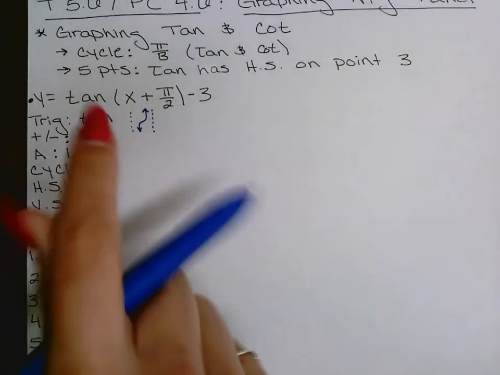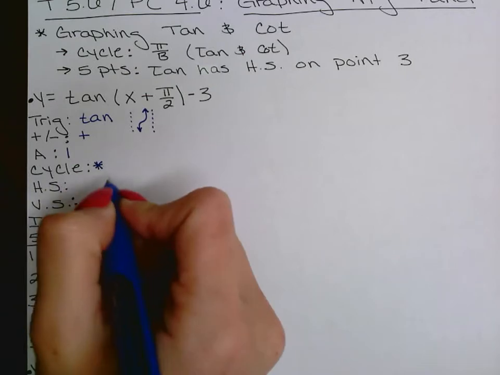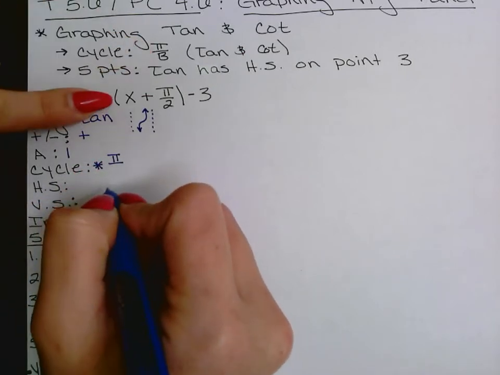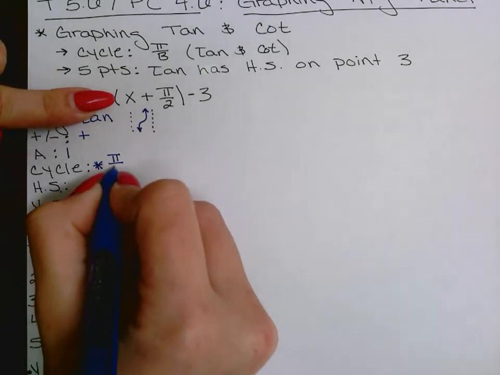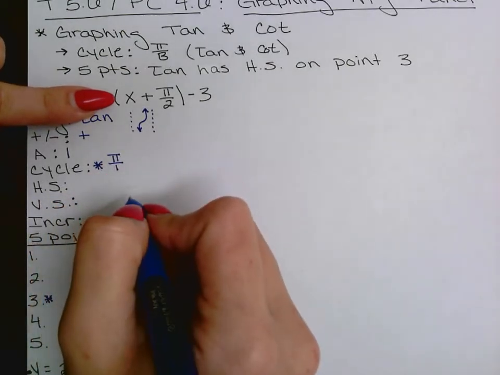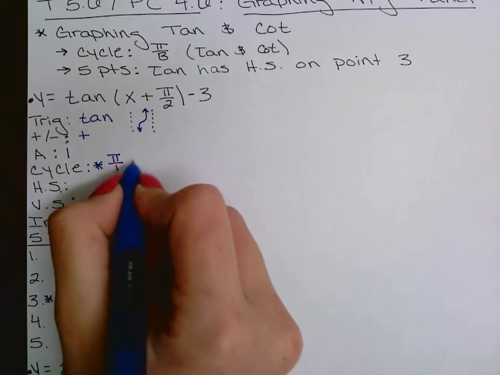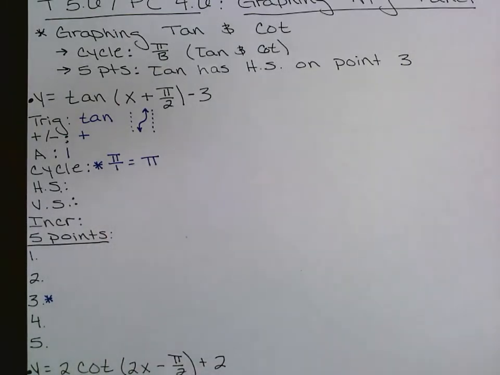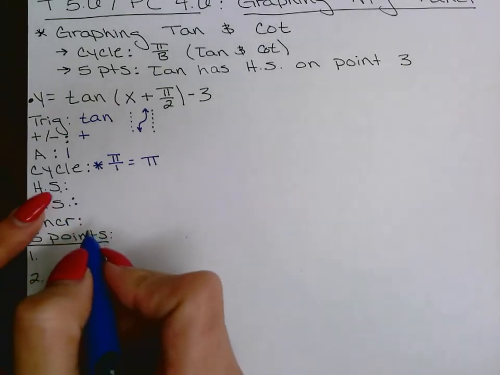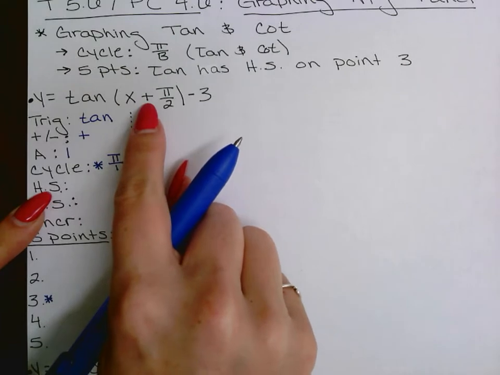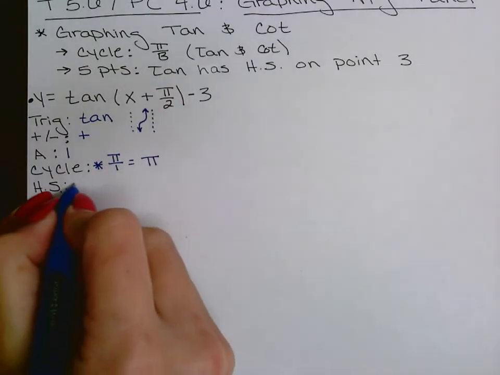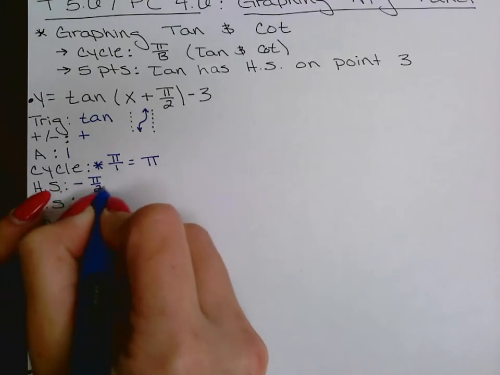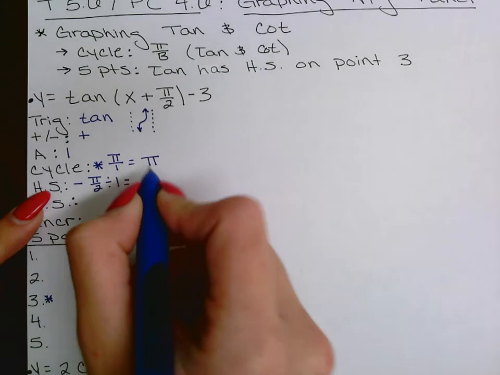My cycle, again, this is my other big difference. Instead of 2 pi over b, it is pi over, what is my b? Also 1. Exactly. When we don't see a number in front of a variable, we can assume it's multiplied by 1. So my cycle's length is just pi. Horizontal shift, opposite sign. So it's going to be negative, and then c divided by b. The nice thing about this question is that because my b is 1, it's really just my c.